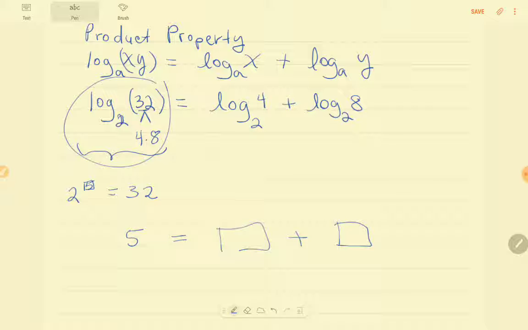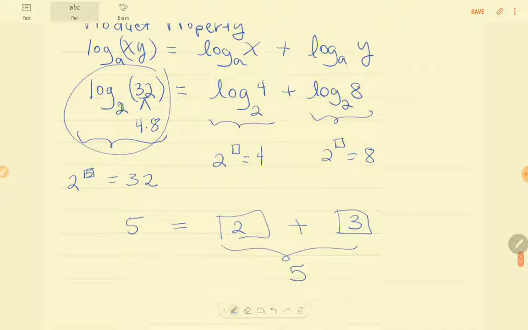Alright, so this one first. 2 to some power equals 4. Well, we know what that is. That's 2. And 2 to some power equals 8. Well, that would be 3. And what do you know? 2 plus 3 does equal 5.